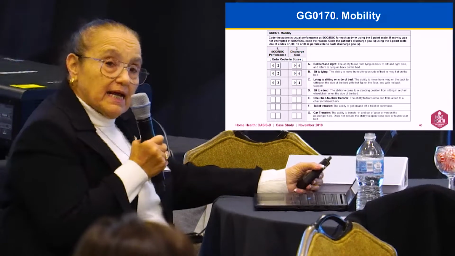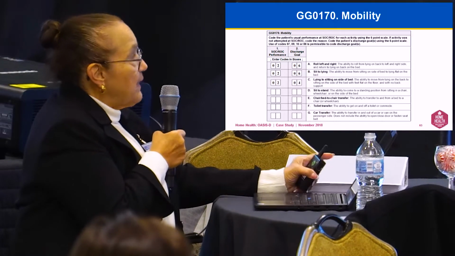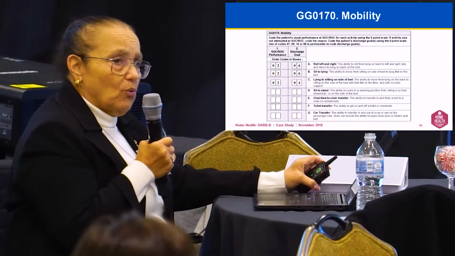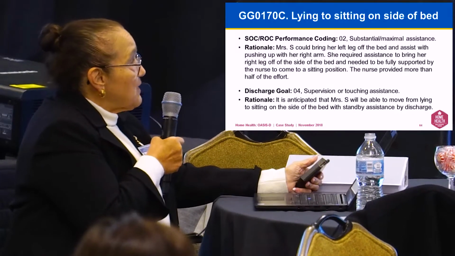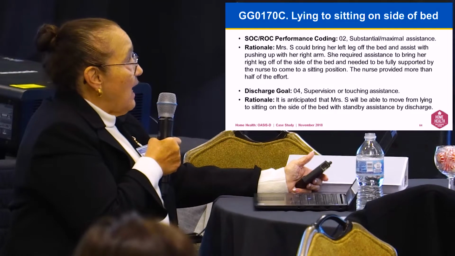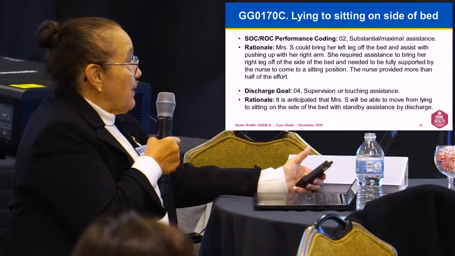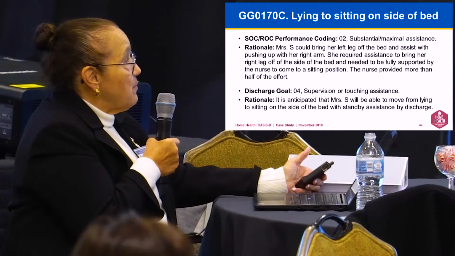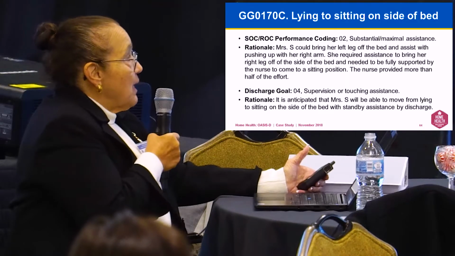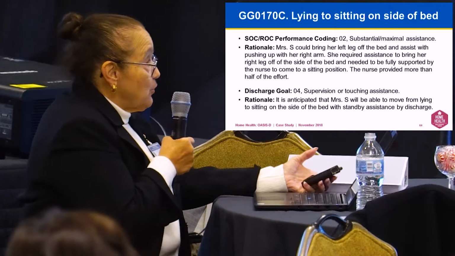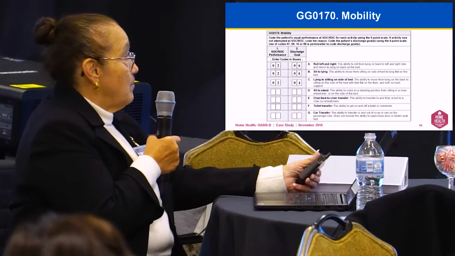For lying to sitting on the side of the bed, again, O2 on start of care, but here, for the discharge goal, we really believe it will still be O4. The rationale here is that on start of care, she required substantial assistance. She required assistance to bring the right leg off the bed and to be fully supported by the nurse to sit. On discharge, she should be able to move from lying to sitting, but with standby assistance.